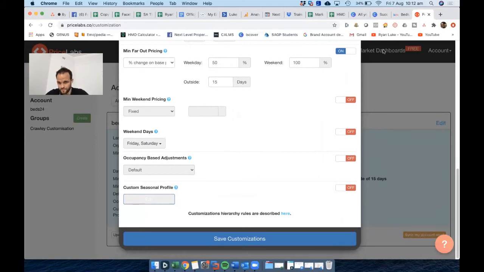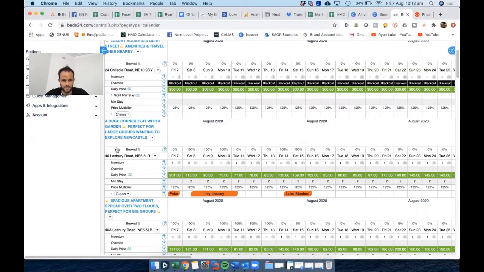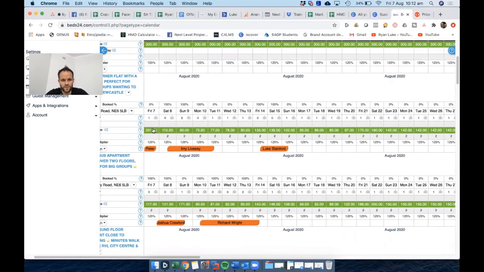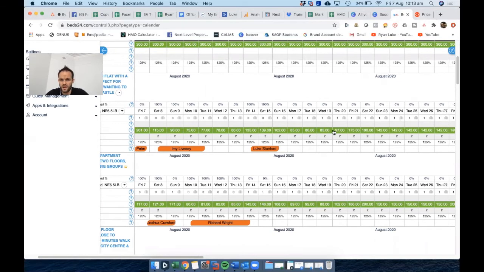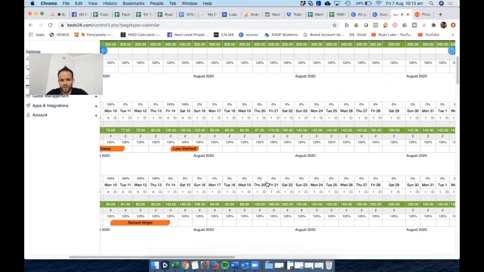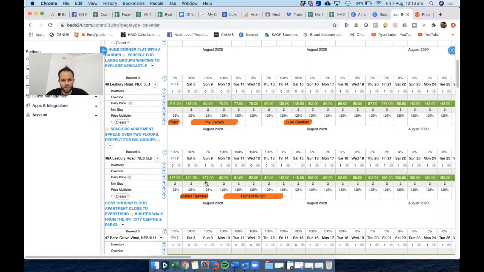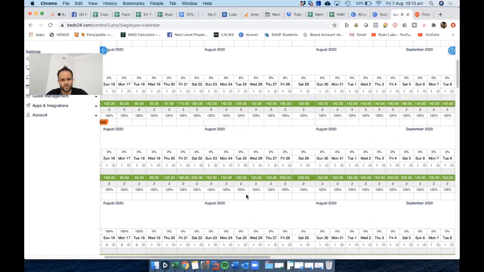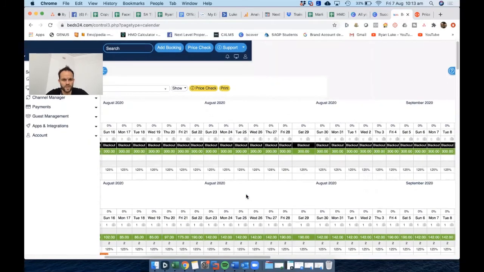And then this feeds our channel manager, which is Beds24. As you can see here, the prices are all fluctuating, they're all different. And then outside that 15-day range, they start to really jump up. Same for every single property that we've got. So you can see the prices fluctuate based on the supply and demand. And then outside the 15 days, they jump up. So if people want to book those, then I'm quite happy to take those bookings.